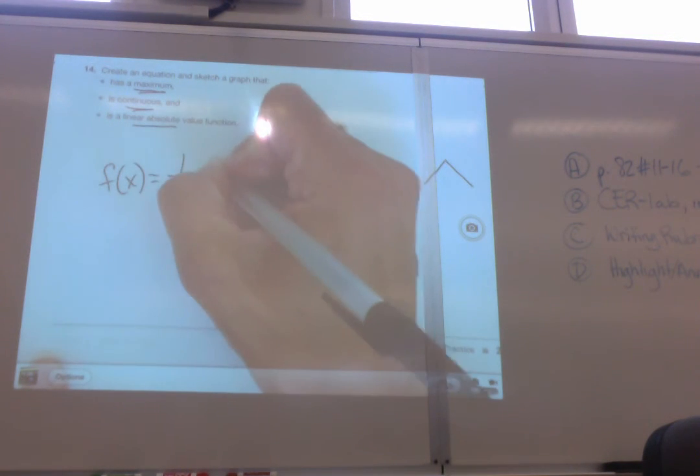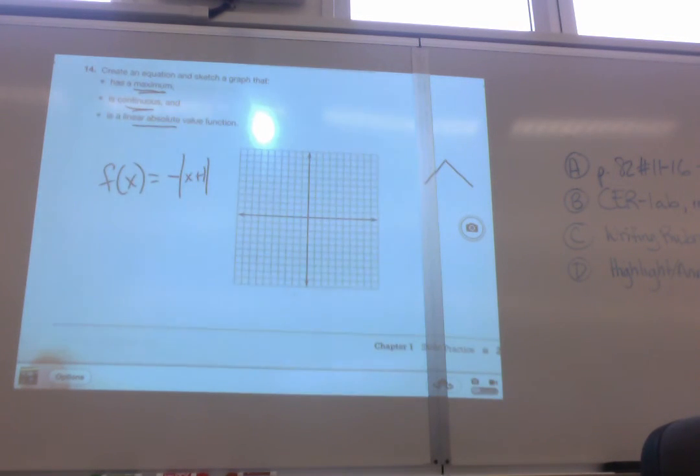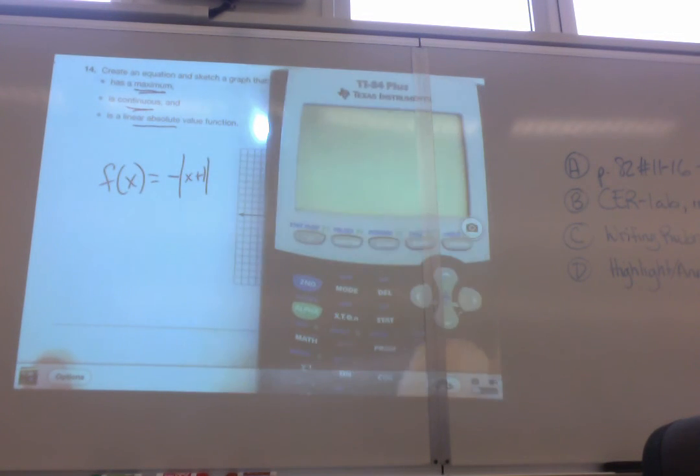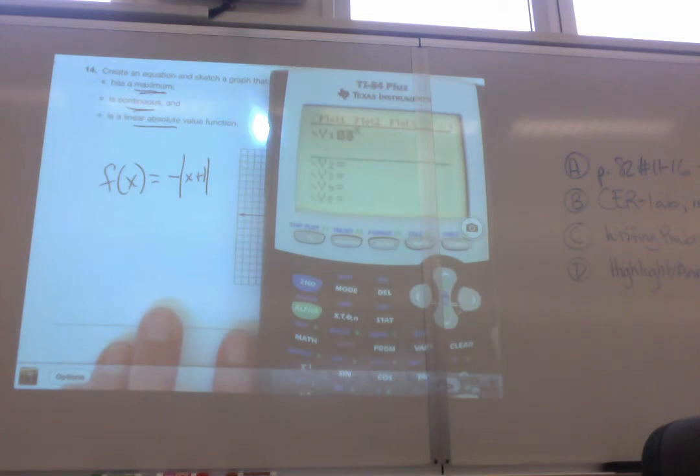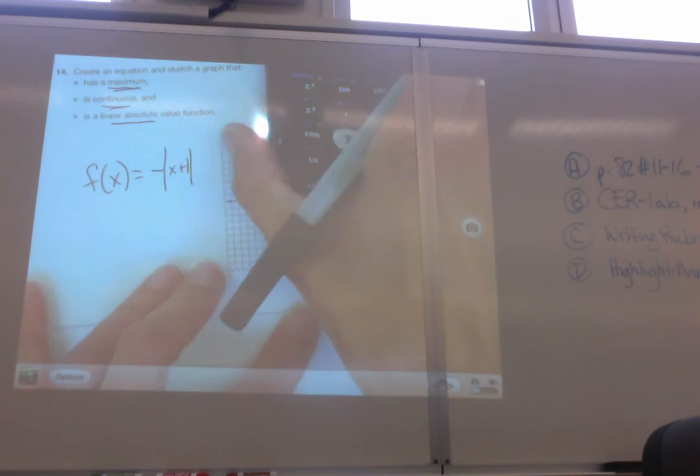Negative in front of my absolute value, x plus 1. Most of you did not know that in your brain until you could look back at some of our function families. Now how to sketch that, most of you wouldn't be able to do without this calculator. So y equals clear. To get to absolute value, first of all, I got to put that negative. And the negative is not a subtract. It's this little button down here.